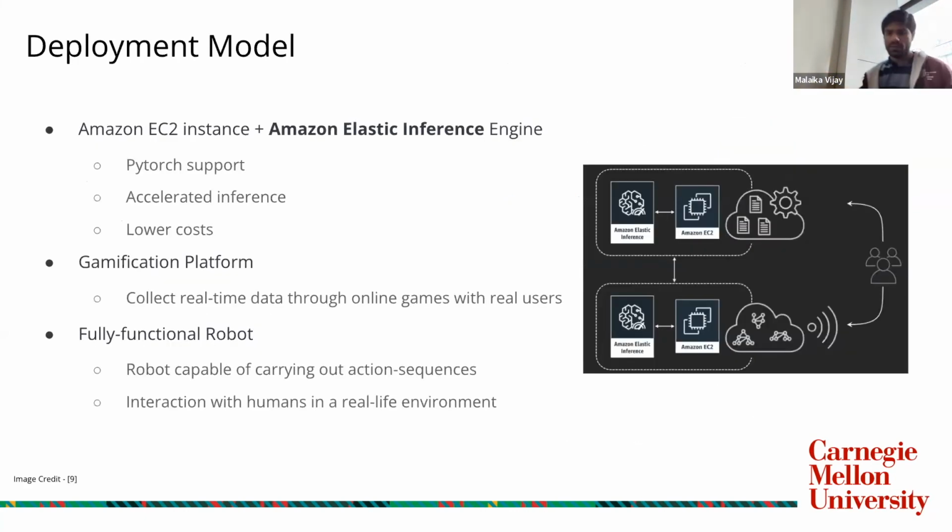So next we move to the deployment model. So currently both our data and models are deployed on Amazon EC2 instances. So these provide advantages, the most important one being lower cost since no additional hardware is involved. The next step is to deploy our model on the Amazon gamification platform to collect real-time data. And finally, our goal is to deploy the model on a fully functional robot, which is capable of carrying out action sequences.